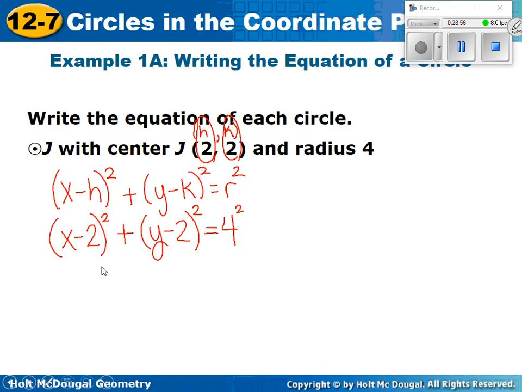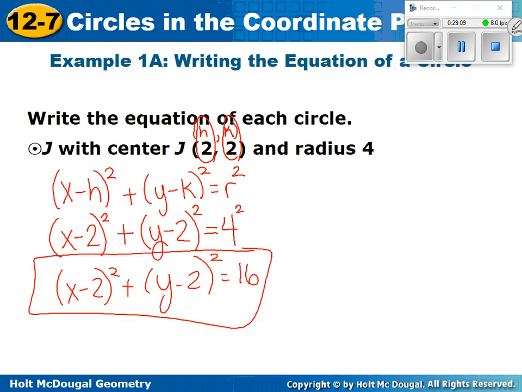There we go. Write it as x minus 2 squared plus y minus 2 squared equals 16. Simplify what your radius squared is. And that's it. That's all there is to it. Write the equation of a circle, plug in the center, plug in the radius. Pretty easy. Okay, let's look at some more where that's a little different.